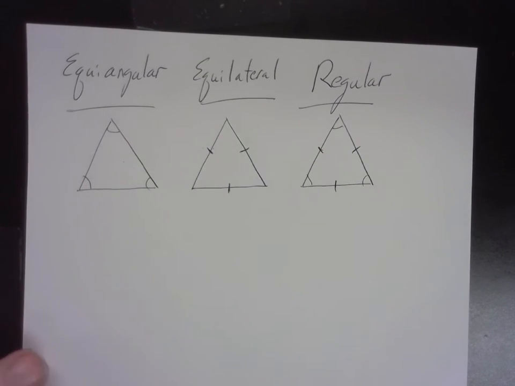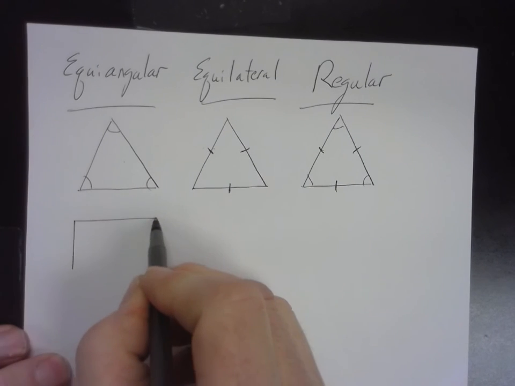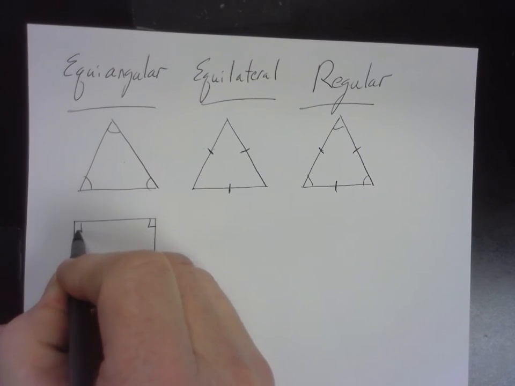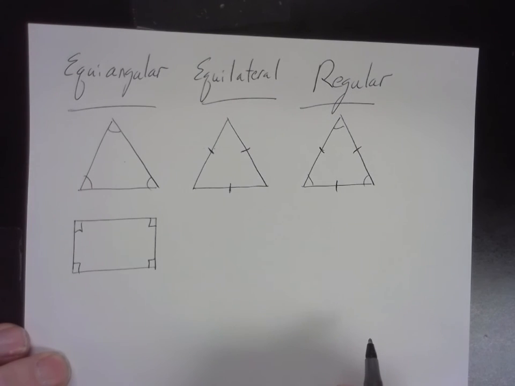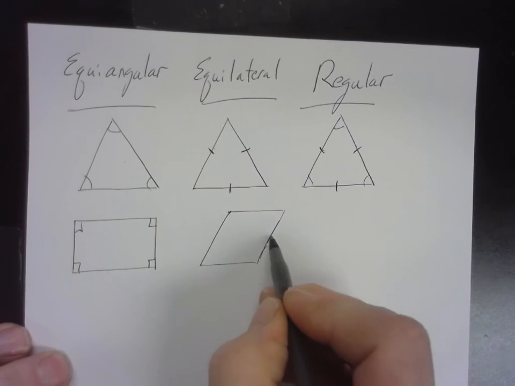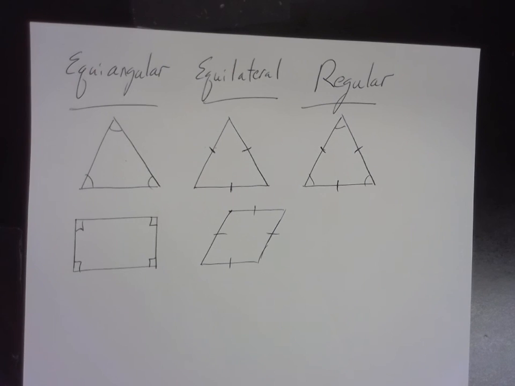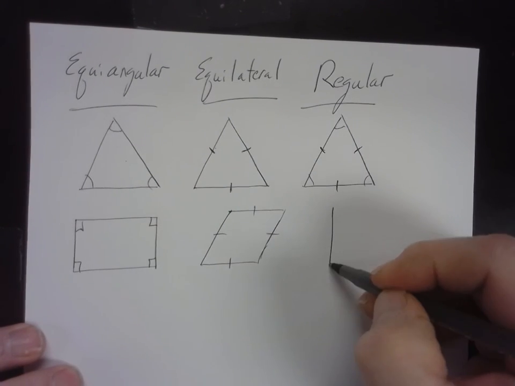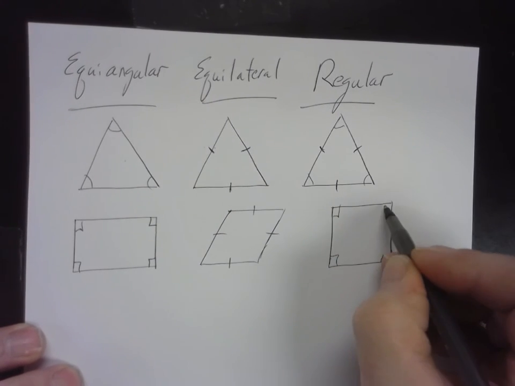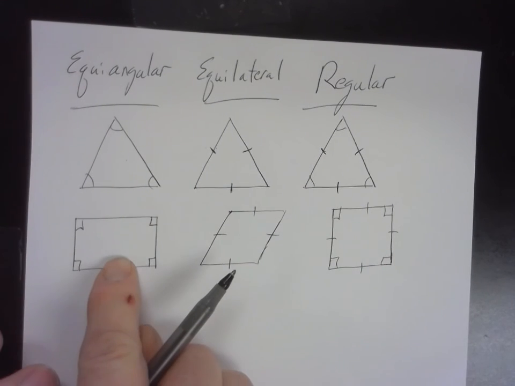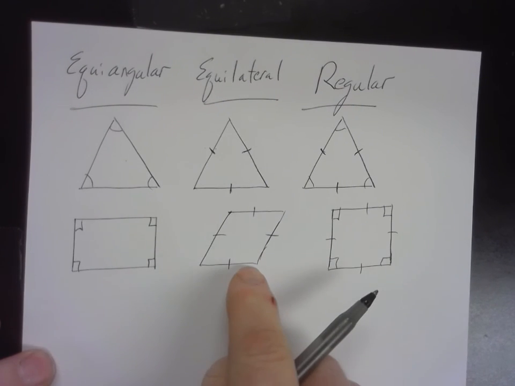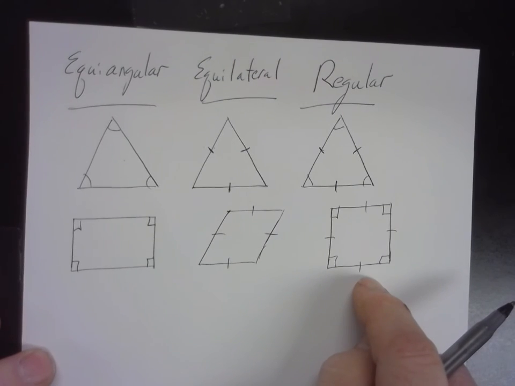And we've talked about this before. So I can have any other polygon, and I'm just going to go to a quadrilateral, can be equiangular without being equilateral. It can be equilateral without being equiangular. And it in fact can be both. It can be regular. So we can have a rectangle, we can have a rhombus, we can have a square. So it can be equiangular, it can be equilateral, and it can be regular. Got those three words in your head?